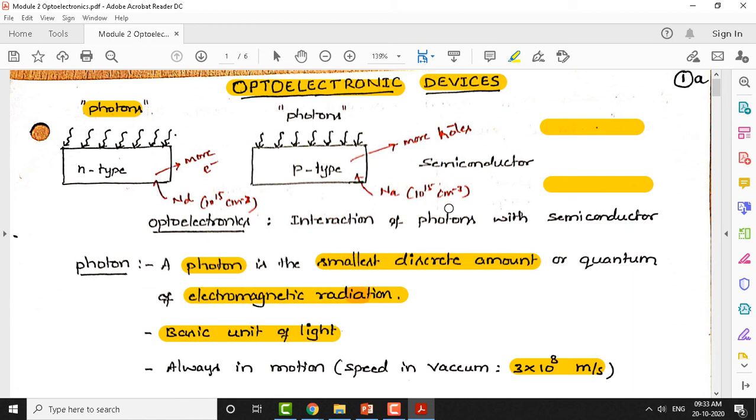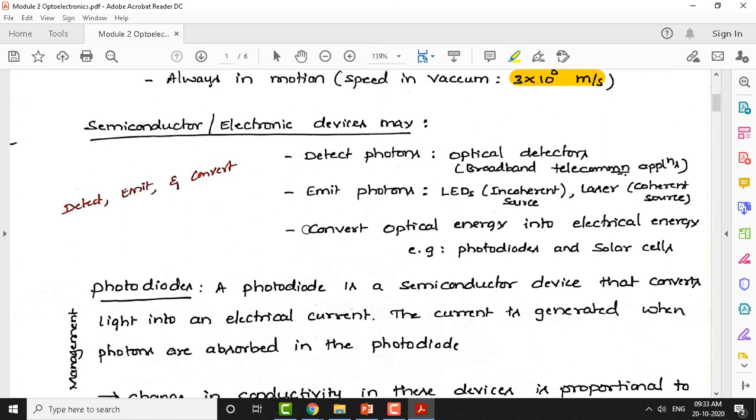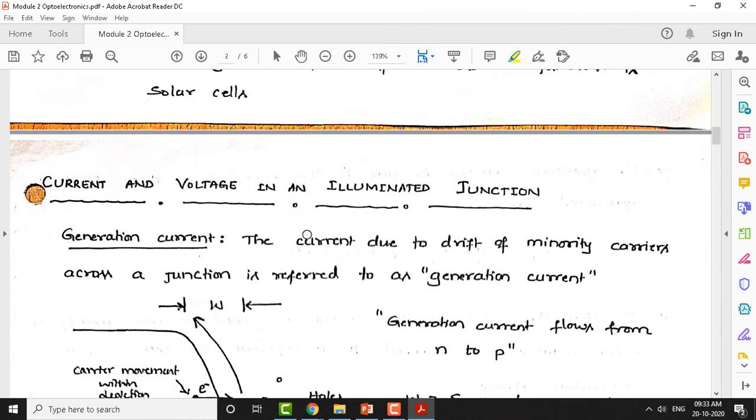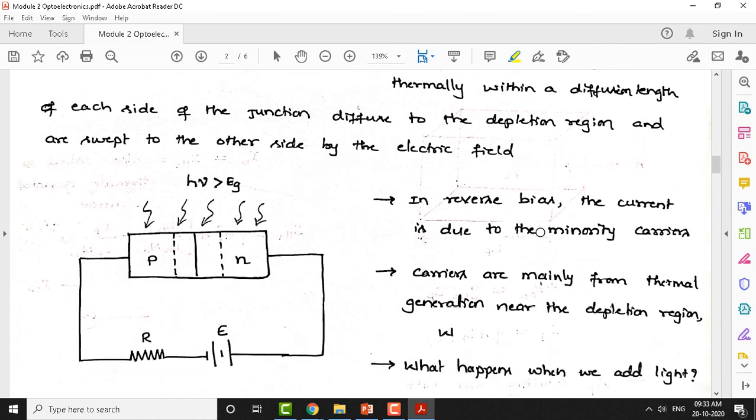So these are some basic details about optoelectronics. In the next class I will talk about photodetectors, photodiodes, and light emitting diodes, with some mathematical aspects of these optoelectronic devices.